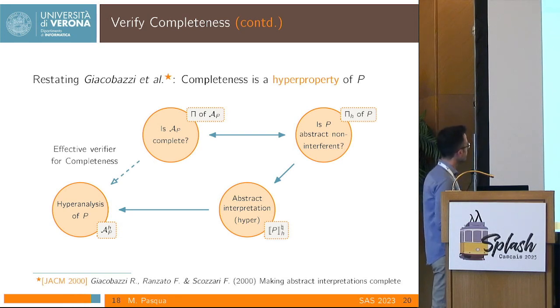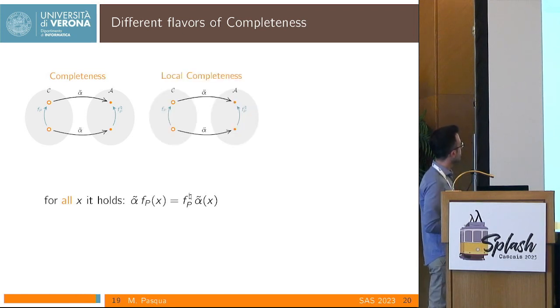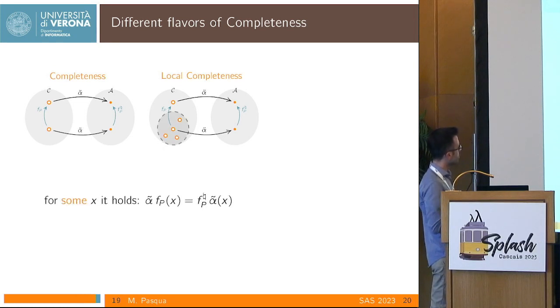So restating Giacobazzi et al., in this paper, completeness is a hyperproperty of the program, and of course, a property of the analyzer. And as future work, we can extend this finding to other flavors of completeness. For instance, we have the classical notion of completeness, which is global, and as Roberto said before, we can check a local version of completeness, when we require the commutativity here only for some points of the domain, not for all.